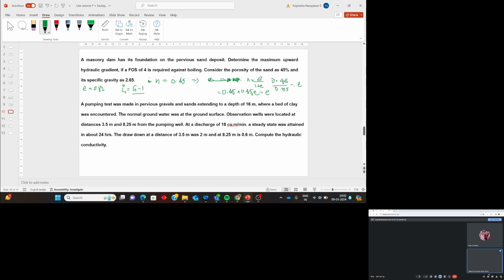IC is (G minus 1) by (1 plus e), so 2.65 minus 1 by 1.82, which is 0.906. So this is the critical hydraulic gradient at which boiling occurs. So you know factor of safety is 4. Now what is meant by factor of safety? Factor of safety is IC by I.